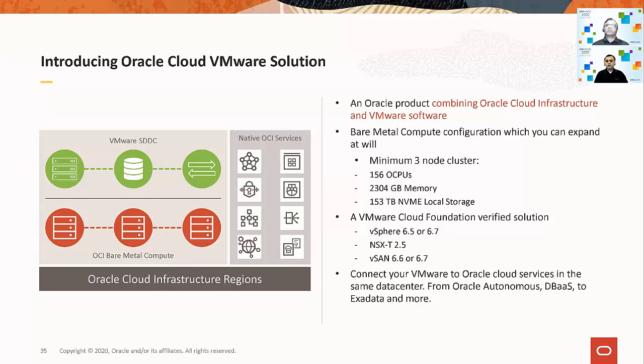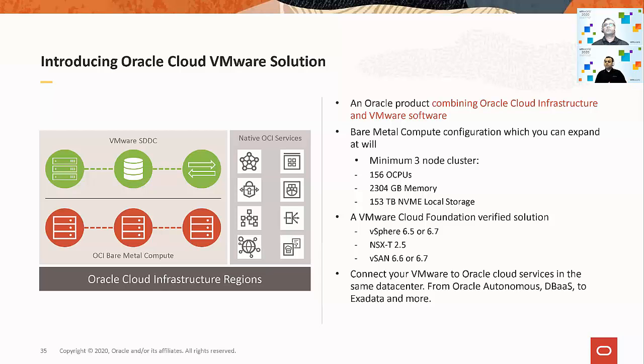You start with a minimum of 3 bare metal nodes. So this comes with 156 OCPUs when you deploy 3 bare metal nodes. You get 2.3 terabytes of memory, and you're getting 153 terabytes of NVMe local storage when you deploy the minimum footprint of Oracle Cloud VMware Solution. Now, in addition to that, what you see on my slide is where I say it's a VMware Cloud Foundation verified solution, I'm giving you the option with software versions as well.